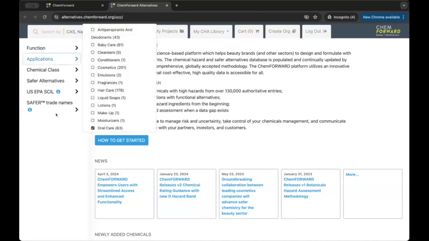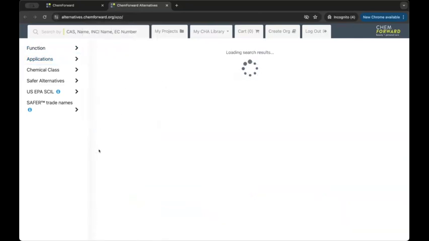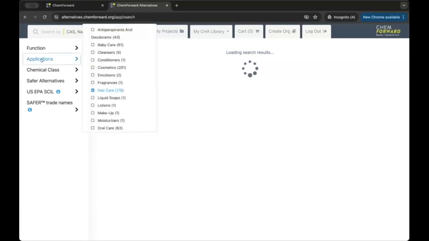If I go to applications, it's pretty similar, but we see some broader actual product categories that chemicals are tagged into here. For example, moisturizers versus oral care. Those aren't the actual function of the chemical, but they're the types of products in which they are applied. That allows us to, for example, look at hair care, and this may be a little slow because of my internet issues right now, but I could select hair care and then a function within that application.